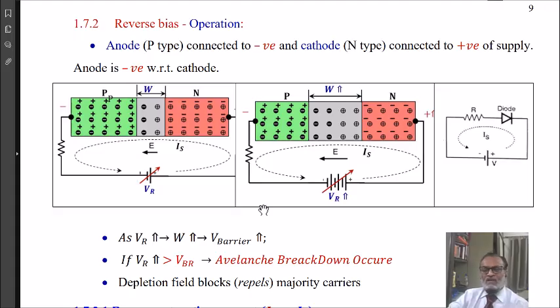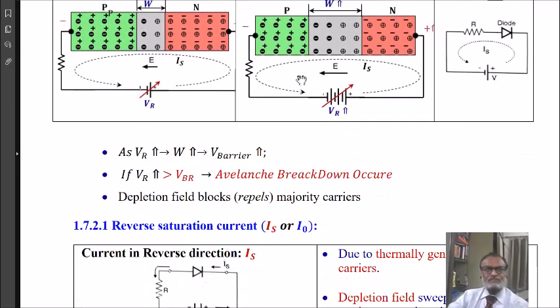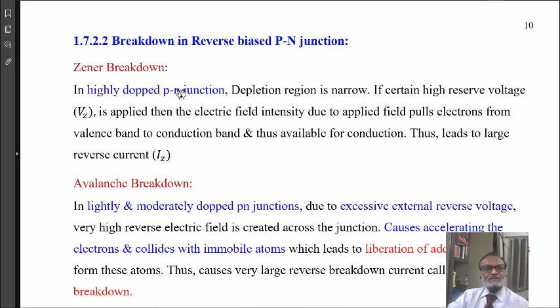This very large current is damaging to the device if not controlled, and therefore it is avoided to operate the device above the breakdown voltage rating of a specific practical diode. The reverse breakdown in a PN junction is classified under two broad operational categories: one is called Zener breakdown and the other is called avalanche breakdown.